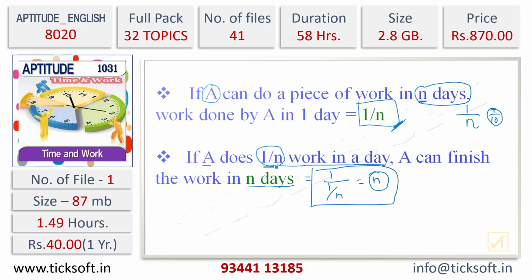Whenever we have the 1 day's work, then by using that we can easily find out the total number of days that can be taken by that person to finish the whole work. By using these two formulas only, we are going to solve most of the problems in this topic. So, remembering these two formulas is very important. When a person can complete a work in n days, then work done by that person in 1 day is 1/n. And when a person does 1/n work in a day, then the total number of days taken by that person to complete that work is n days.